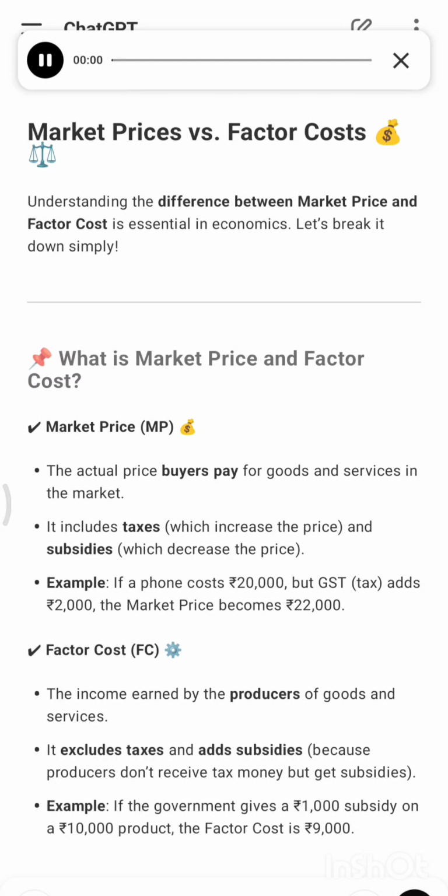Market prices versus factor costs. Understanding the difference between market price and factor cost is essential in economics. Let's break it down simply.